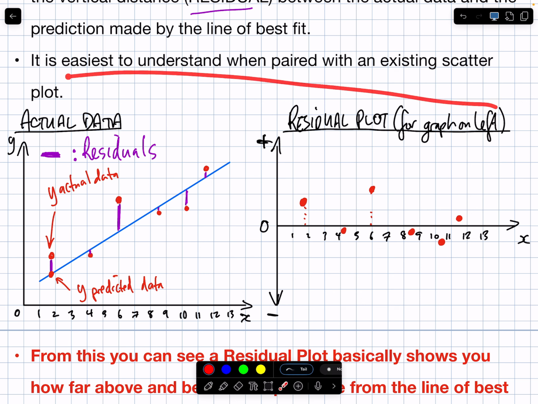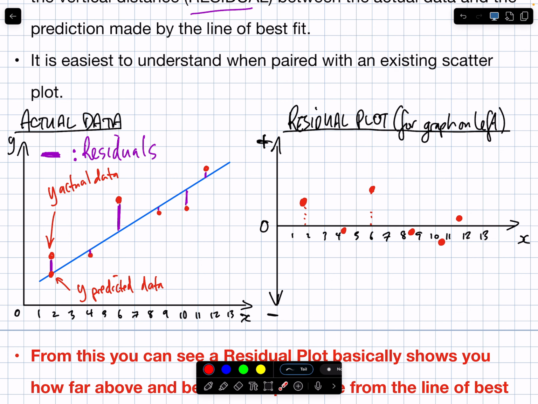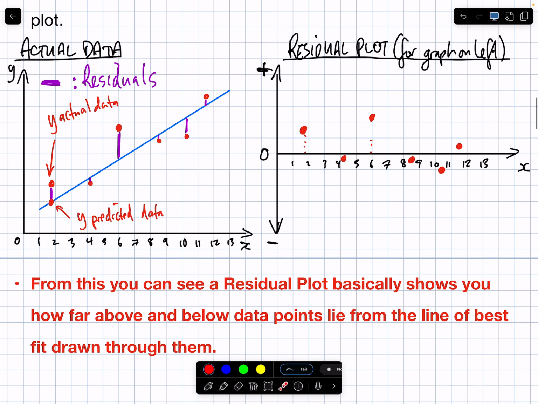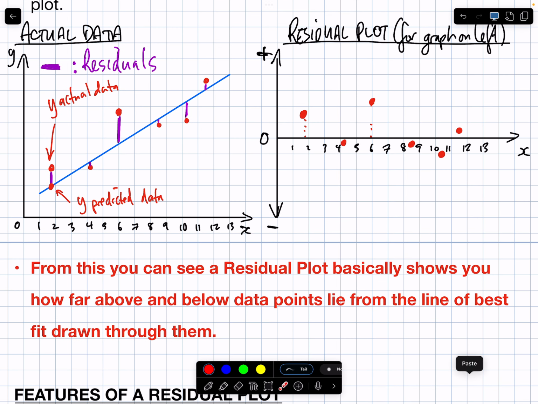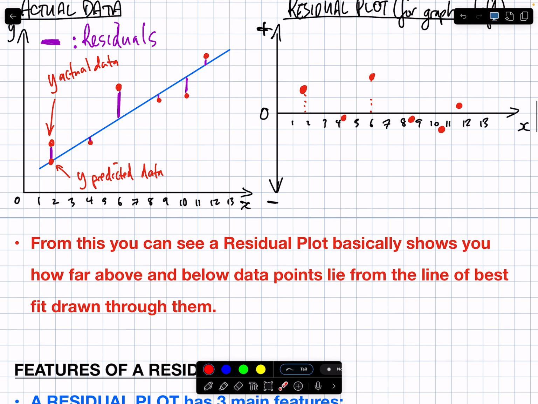Hopefully that illustrates to you what a residual plot is. You can almost imagine this graph, which is a whole thing called a residual plot, is almost a picture of the line of best fit and how far these dots are above and below. They rotated this to become straight, okay? From this, you can see a residual plot basically shows you how far above and below data points lie from the line of best fit drawn through them.